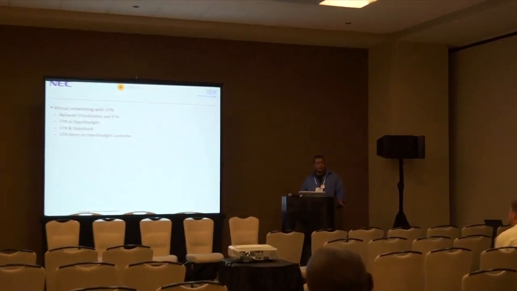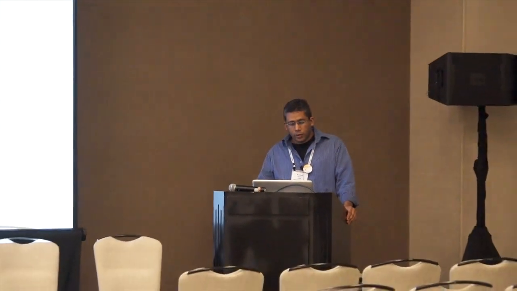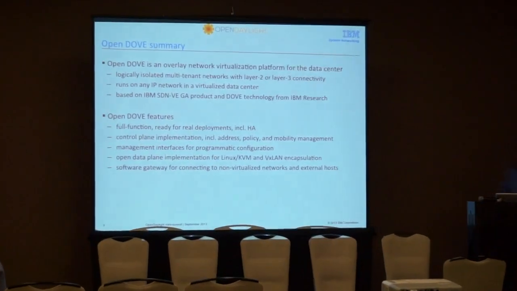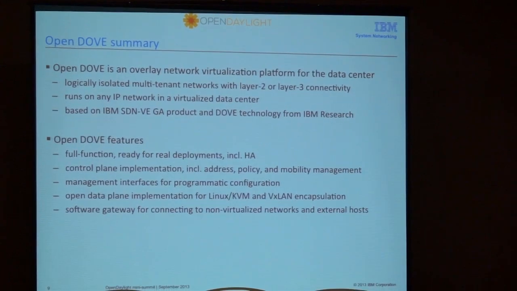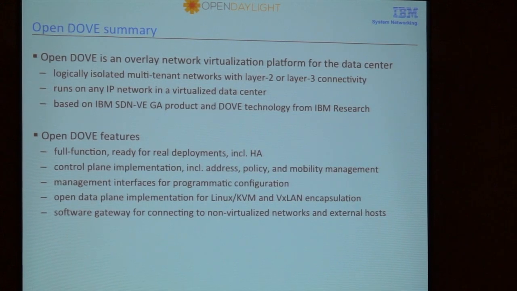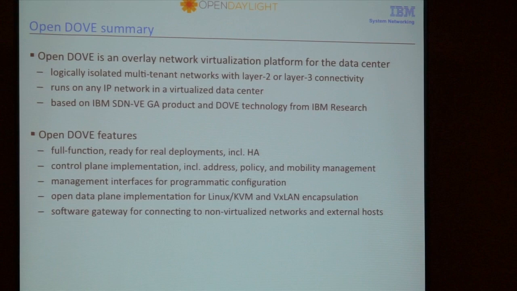And now I'm going to talk a little bit about another one of the implementations that we have, which is based on OpenDove. So OpenDove is, in summary, a virtualization platform that uses overlays to create multi-tenant virtual networks in the data center. So these are logically isolated at layer 2 or layer 3, with layer 2 or layer 3 connectivity. And as with overlays, it runs on any underlying IP network, so it doesn't require any changes to the physical infrastructure. It is completely isolated to controlling edges, using software virtual switches.